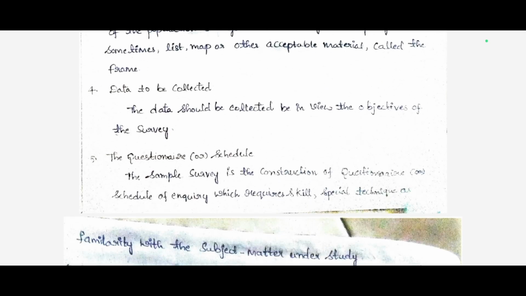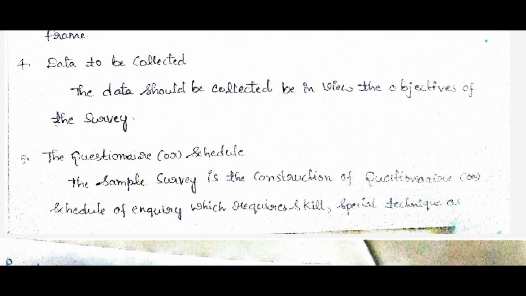Next, the data to be collected. The data should be collected in view of the objectives of the sample survey. Next, questionnaires and or schedule. The construction of questionnaires or schedule of inquiry in a sample survey requires skill, specified techniques and familiarity with the subject matter under study.